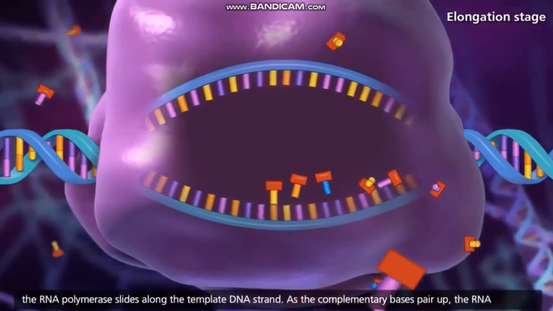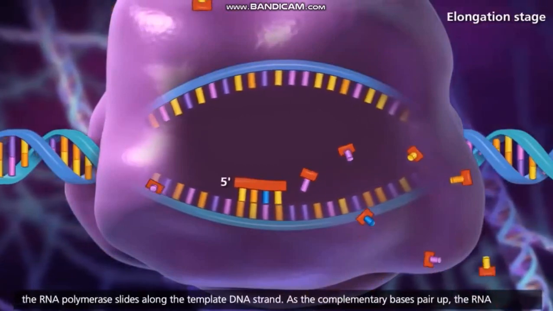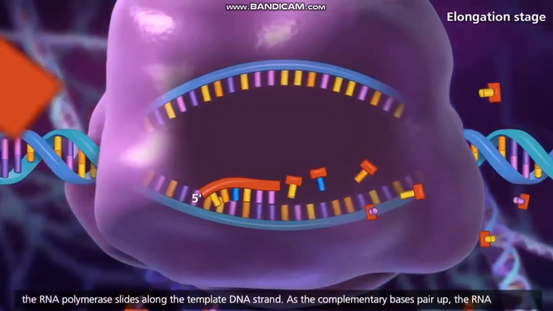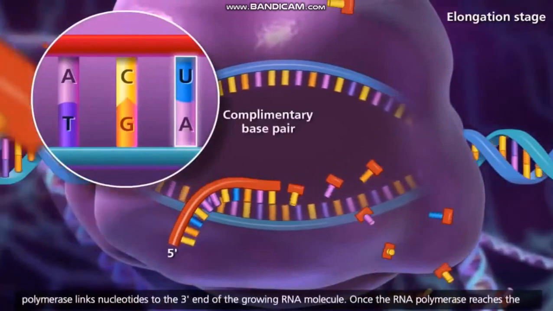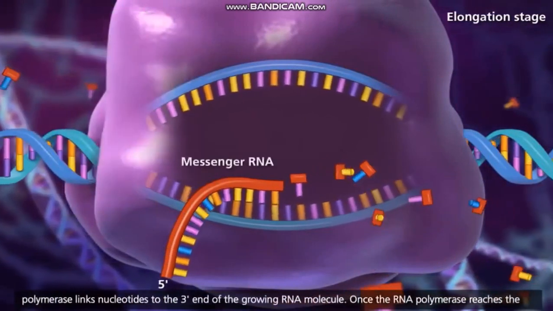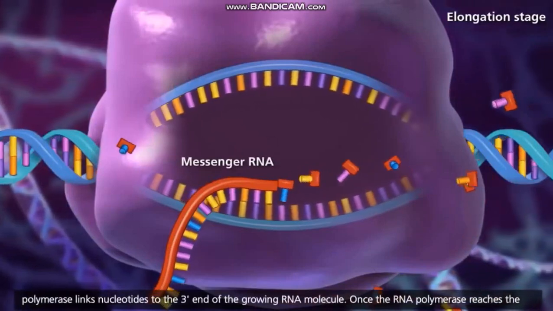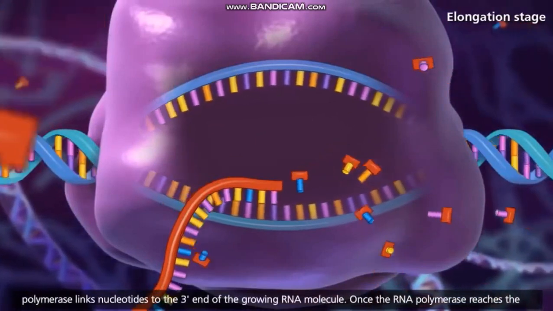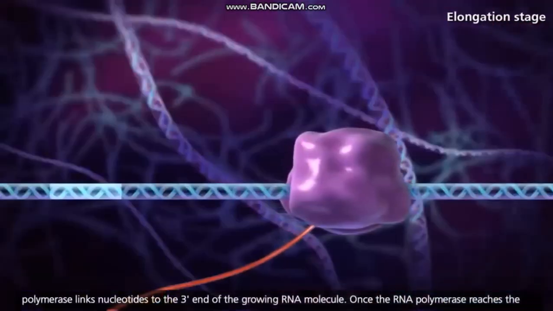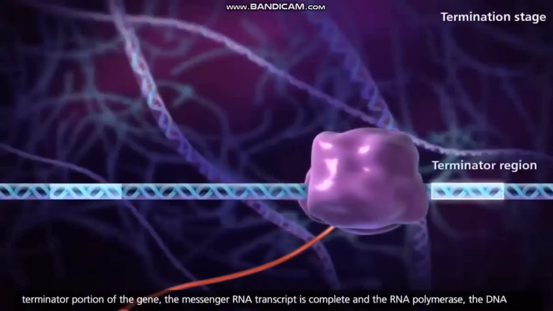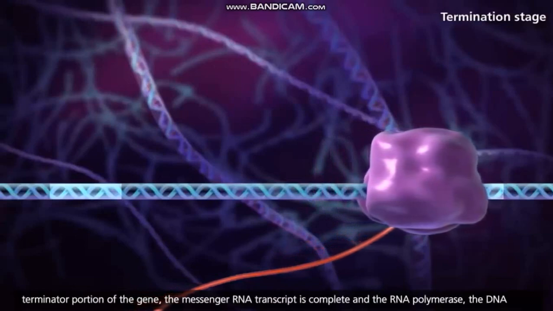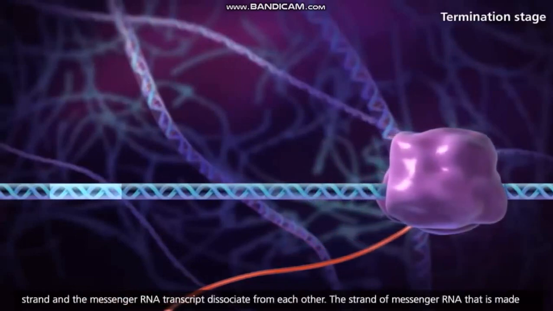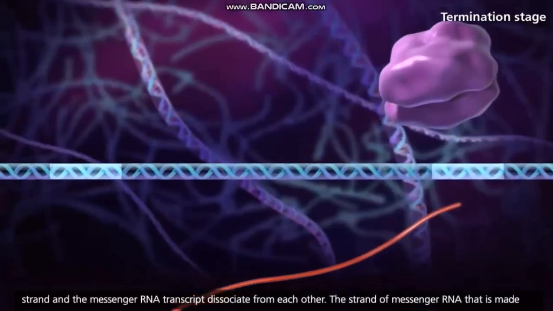Then during elongation, the RNA polymerase slides along the template DNA strand. As the complementary bases pair up, the RNA polymerase links the nucleotide to the 3' end of the growing RNA molecule. Once the RNA polymerase reaches the terminator portion of the gene, the messenger RNA transcript is complete and the RNA polymerase, the DNA strand, and the messenger RNA transcript dissociate from each other.